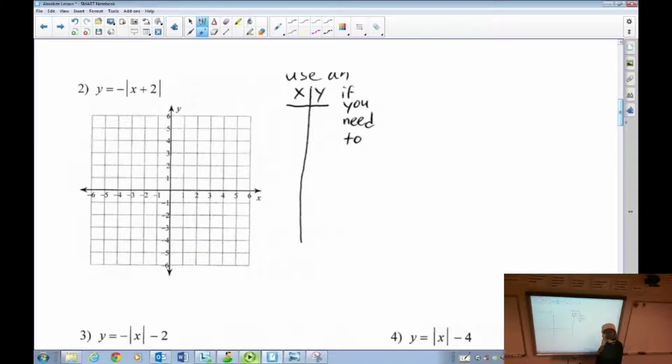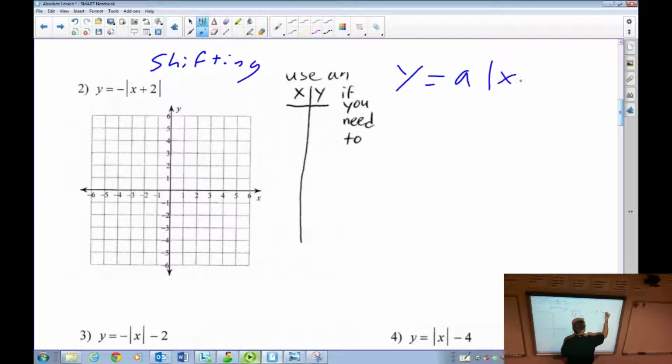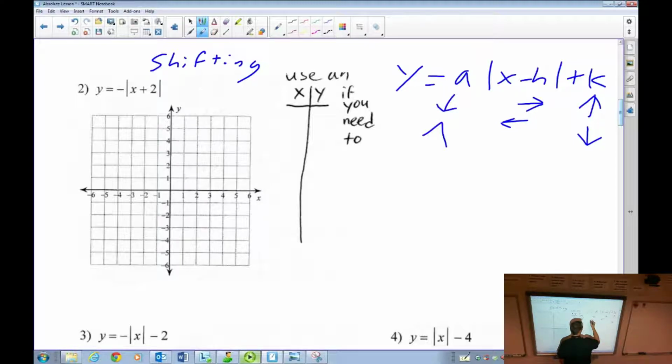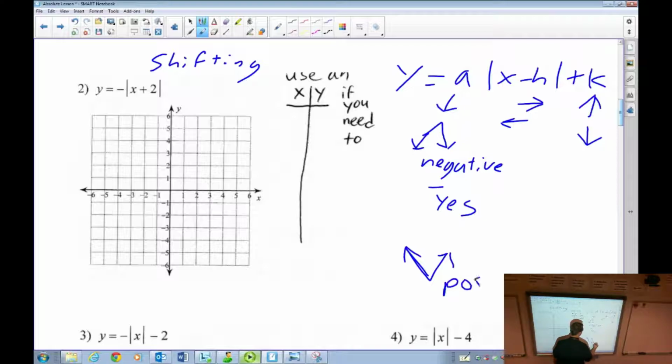Number 2, I'm going to try to do something different this time. I'm going to try using our shifting to kind of look at from our notes there. So y equals the a times the absolute value of x minus h plus the k. Where that's the shift upward, shift downward. This is to the right or to the left is the h. And then the a also tells us if it's pointed downward or not. And that's if it's negative, which in this problem it is negative, so yes, pointed downward. If it is positive, then it would be pointing upward.